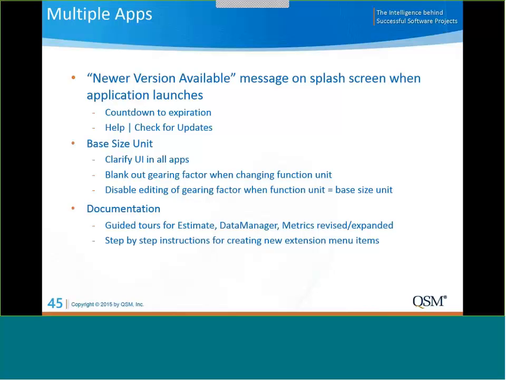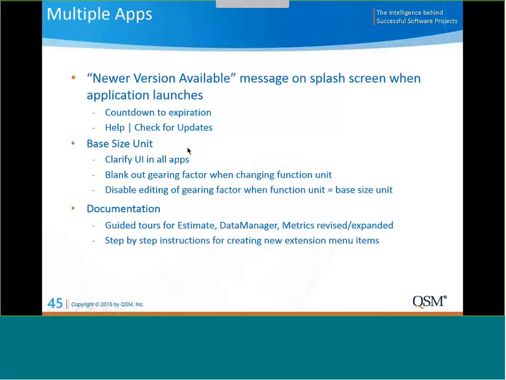A newer version available message now comes up for you on the splash screen. Let's say you're using 9.0 and then 9.1 is released; when you launch your application, you'll get a message letting you know that the new release is available. Sometimes getting that information into the right hands was a challenge, and so the users will know when something else is available.